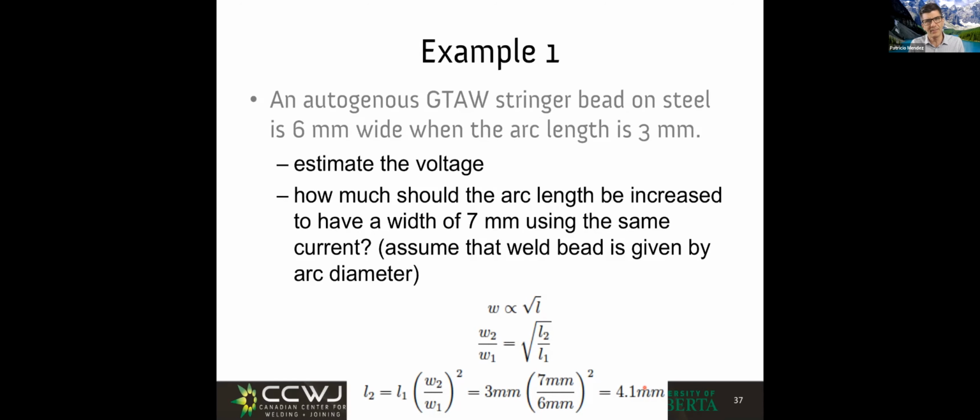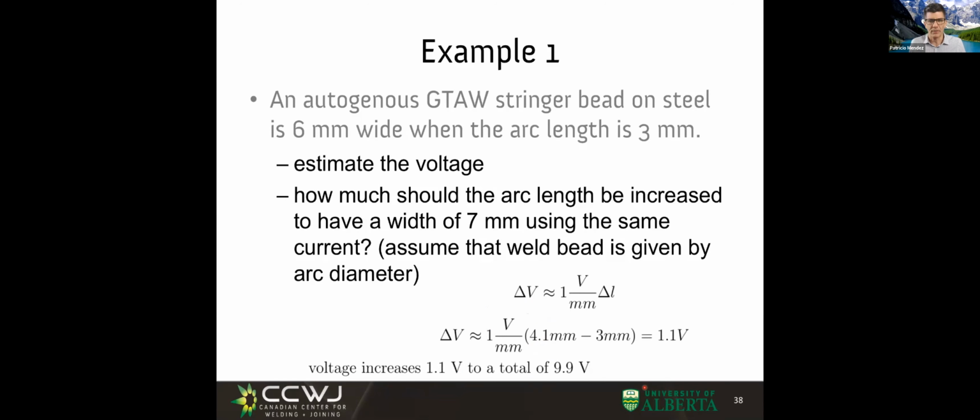Except if you take this class, then you can think things you haven't done before. That's the whole point. And guess what? So if I increase my arc 1.1 millimeters at 1 volt per millimeter, that means 1.1 volts more, and the voltage of the arc goes from whatever it was 8.8 to 9.9 volts. This is pretty awesome. And now you can calculate heat inputs with this, right?